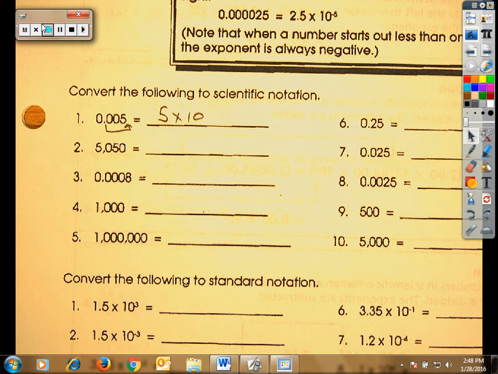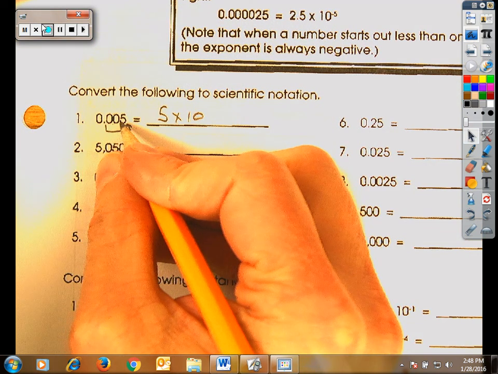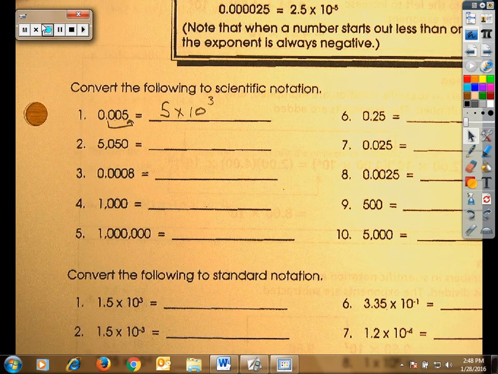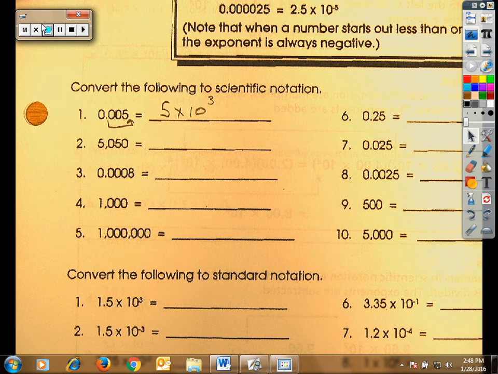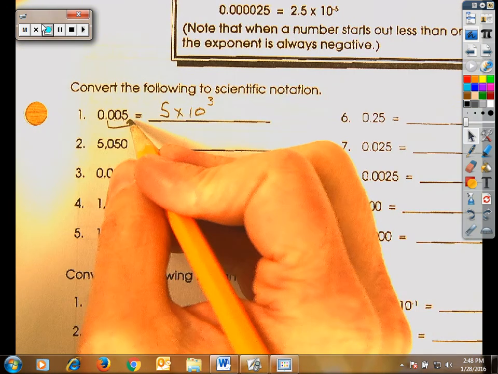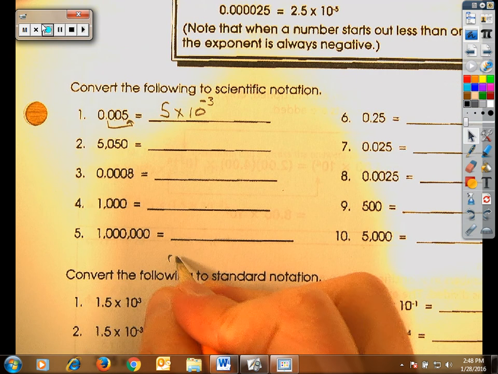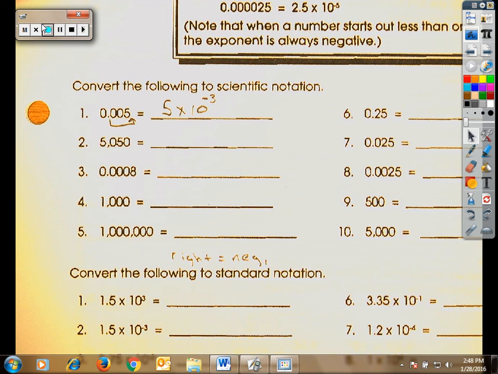That exponent is determined by how far you move the decimal point. We move the decimal point in this case 1, 2, 3 places. Now that exponent will be either positive or negative based on which direction we went. In this case, we went to the right. When we go to the right, we get negative exponents. Right equals negative exponents.